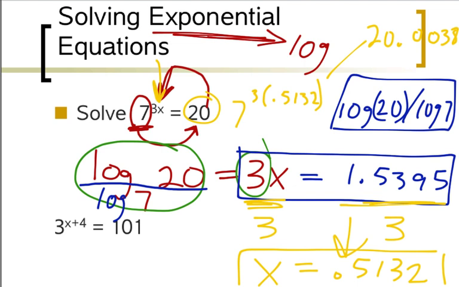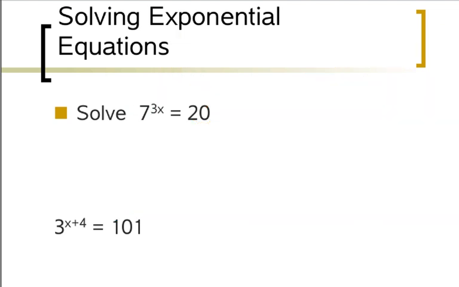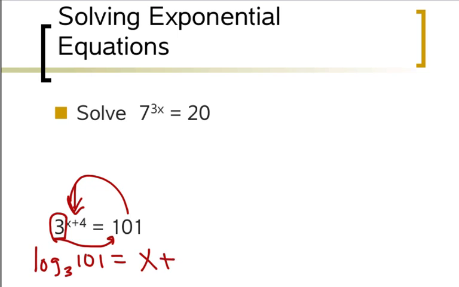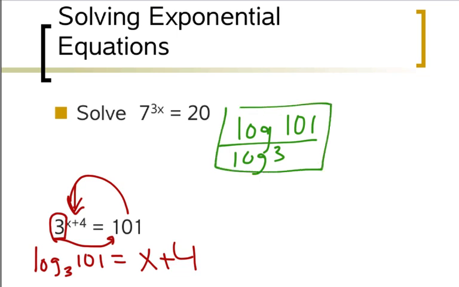Okay. So we're going to go ahead and do the same thing with this next problem. It's just a little bit more work because I've got x plus 4. So I change this exponential equation into a log by writing log base 3 of 101 equals x plus 4. Okay, and so I can go ahead and take my change of base formula and do log of 101, and then it's base 3, so I just draw my line and put log on the bottom. And now I take my calculator and go ahead and do this.